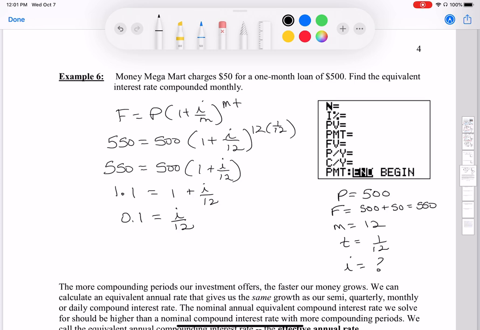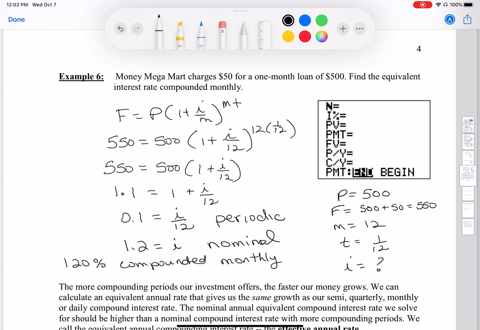So it's 10% for that one periodic month, but how much is that as a yearly rate? This is our periodic rate. For our nominal rate, we're just going to multiply that by 12. And we get 1.2 equals I. This is our nominal rate. And so we can see that we're being charged 120% compounded monthly for the loan.